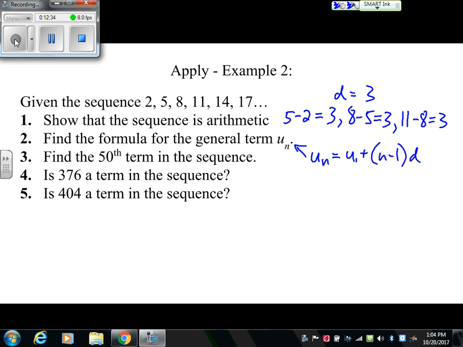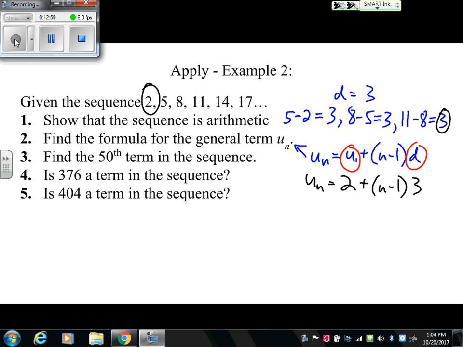So this isn't quite our general term yet until we plug in our values for u sub 1 and for d. Well, we already know those values. So u sub n is equal to our first term, which is 2, plus n minus 1 times our common difference, which is this number right here, 3.